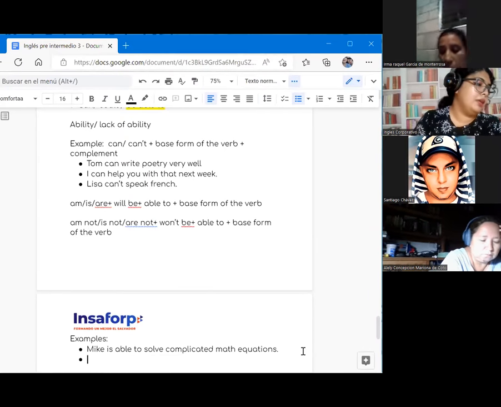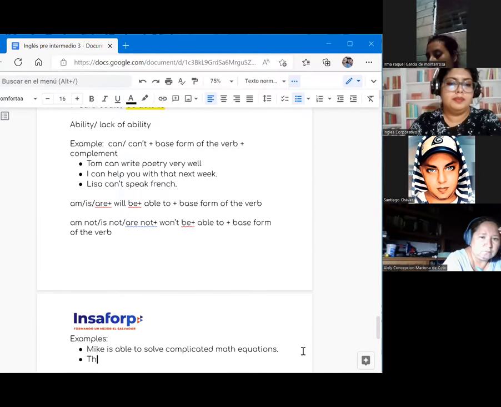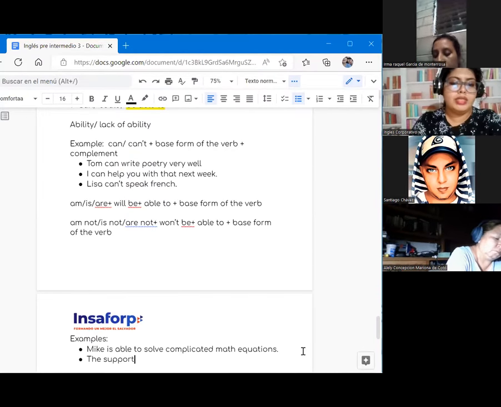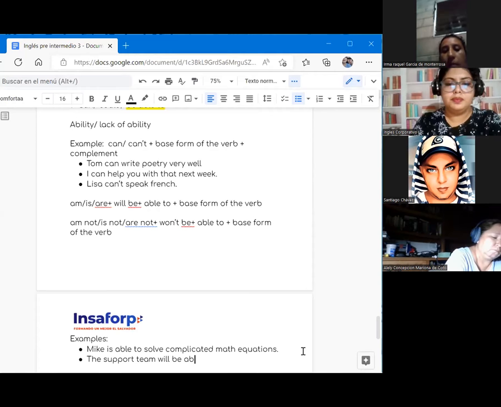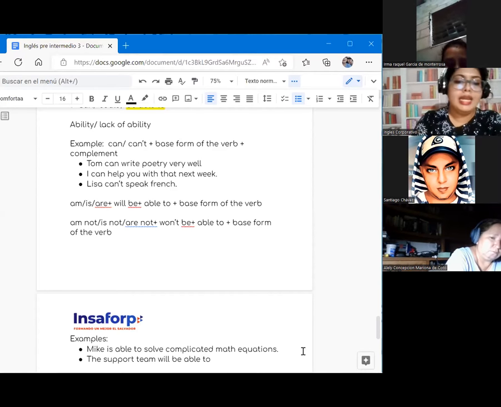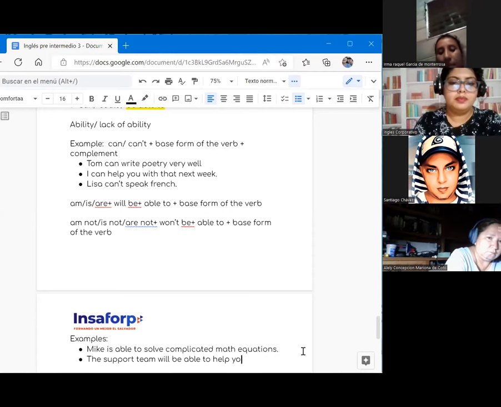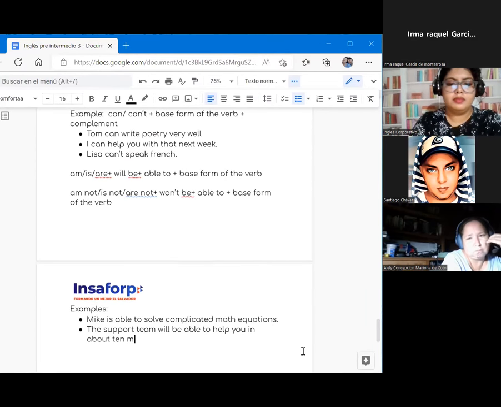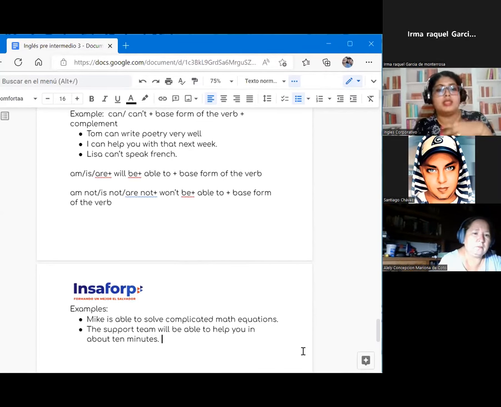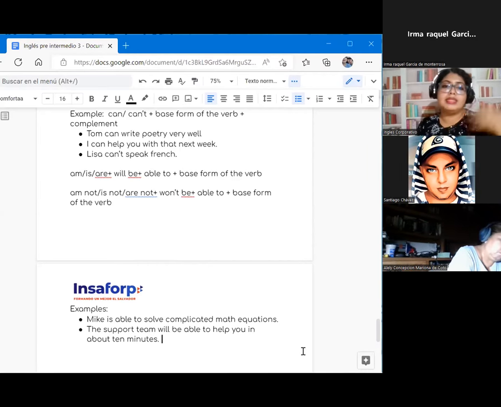The support team will be able to help you in about 10 minutes. El grupo de soporte será capaz de ayudarte en aproximadamente 10 minutos.